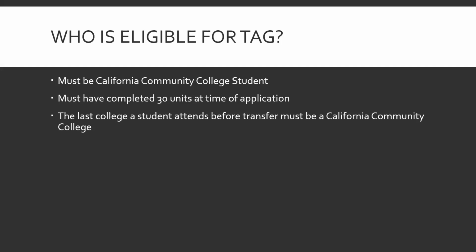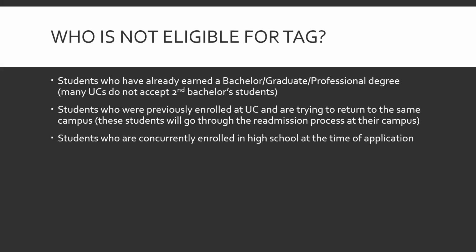So who's eligible? These are the basic eligibility requirements for TAG. One is that you must be a California community college student. You have to have completed 30 units at the time of application, and the last college you attend before transfer must be a California community college. So for instance, if you're transferring for fall, this would be in the spring semester.